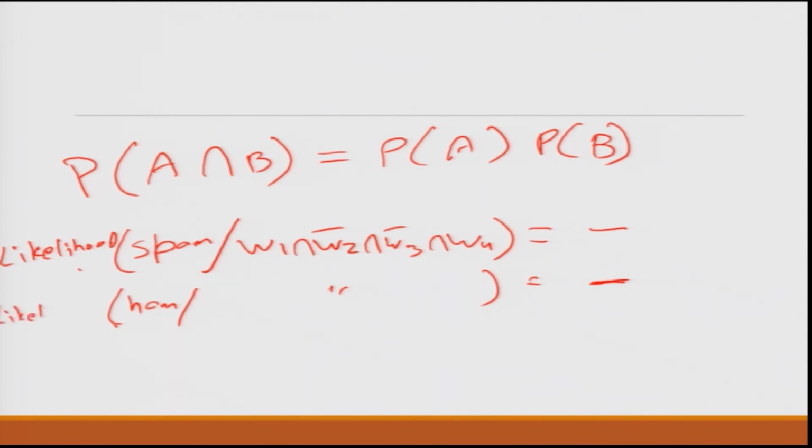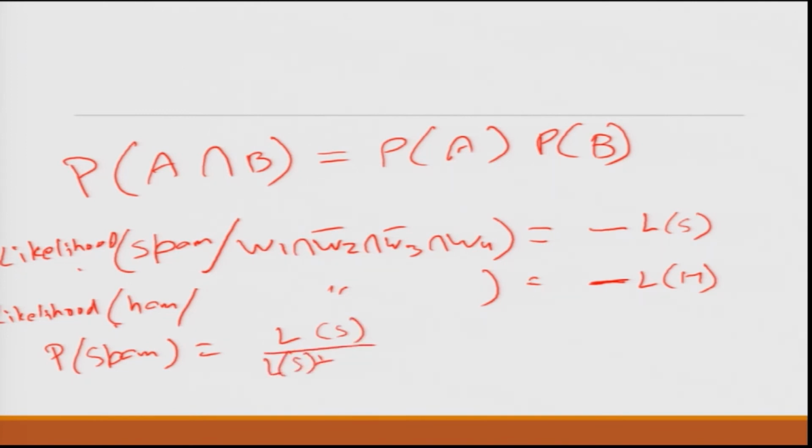Similarly for ham, you simply calculate the numerator as the likelihood, and to convert it, if this be LS and this be LH, then the probability of spam is equal to LS by LS plus LH, and the probability of ham is equal to LH by LS plus LH. So, you calculate this and then you are done.